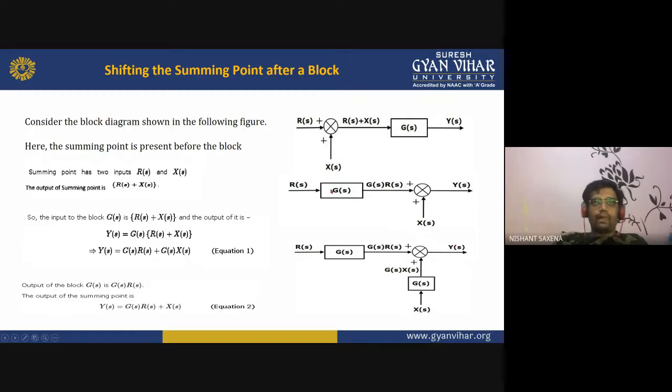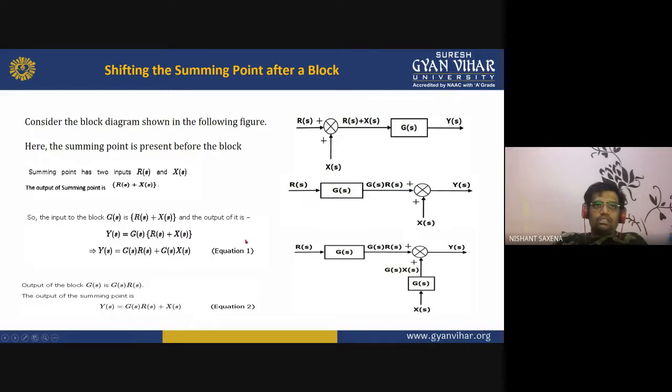Let's see. Now look at this. Suppose I have shifted this block over here, with the same input R(s), and X(s) came over here. Now we know that in this equation, X(s) is multiplied by G(s). So if we simply move it over here, it will be a wrong equation. It will give me the wrong results. So how do we do this correctly? The input to block G(s) is R(s) plus X(s).